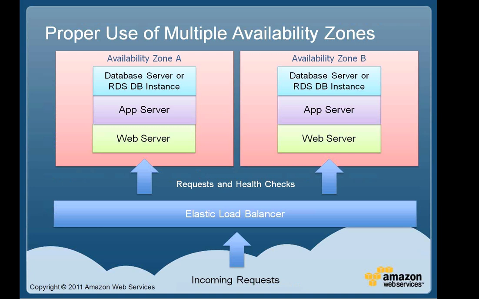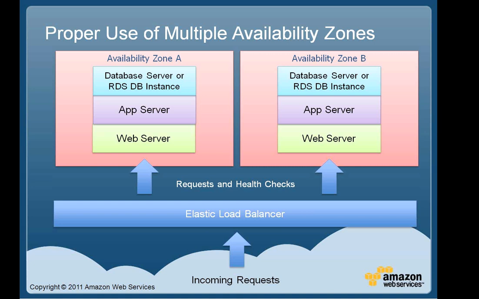So here's a picture that shows you the proper use of multiple availability zones for your application. We have incoming requests at the bottom. Those requests hit the elastic load balancer. That elastic load balancer is aware of complete application stacks, or really aware of the web server, because it's going to be sending traffic to the web server. It's aware of the web servers in multiple availability zones inside of the region. The load balancer is always performing health checks to make sure it's able to reach the server in the region.